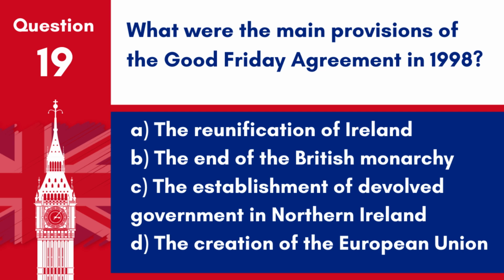A. The reunification of Ireland. B. The end of the British monarchy. C. The establishment of devolved government in Northern Ireland. D. The creation of the European Union. Answer. C. The establishment of devolved government in Northern Ireland. The Good Friday Agreement brought an end to the Troubles by establishing a devolved government and setting the stage for peaceful coexistence in Northern Ireland.